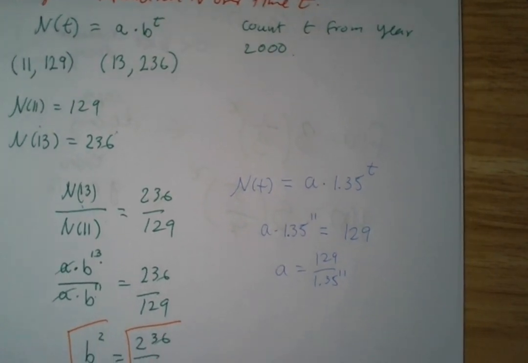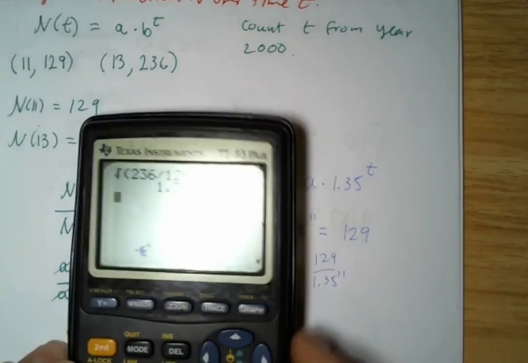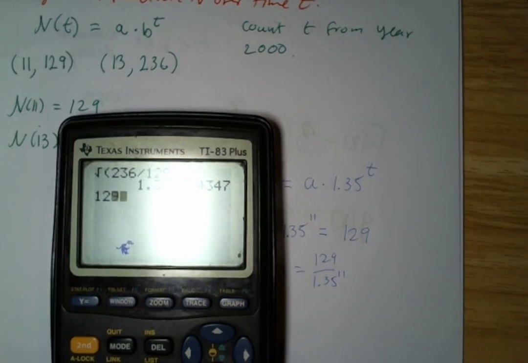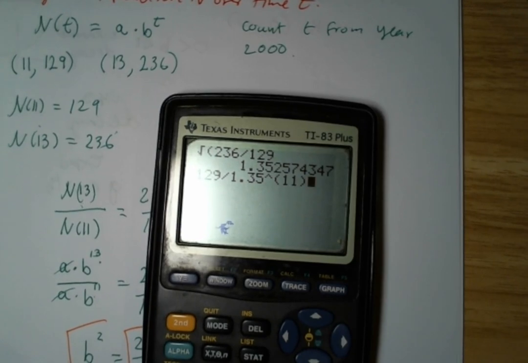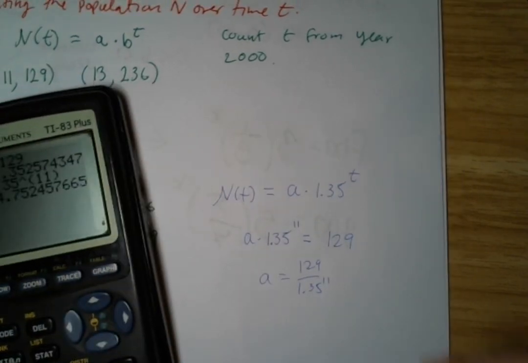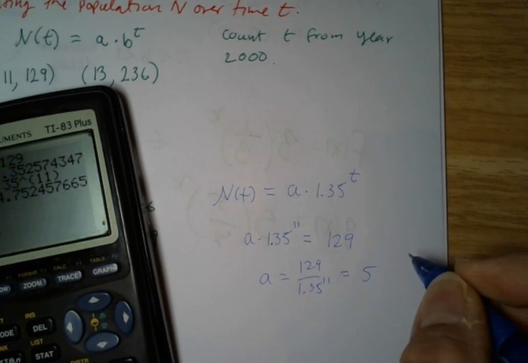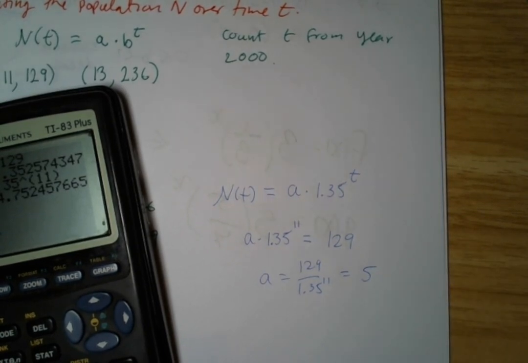And again, we'll work with our calculator. So here we have 129 divided by 1.35 raised to the 11th. I've got an older calculator here, so make sure you open a parenthesis. Actually, you could have probably done it without the parentheses. Now we get 4.75. And since a does represent the initial population, I'm going to round to the nearest whole number.